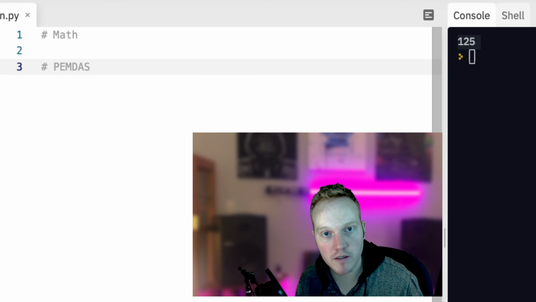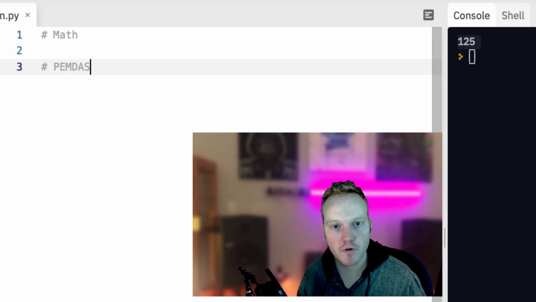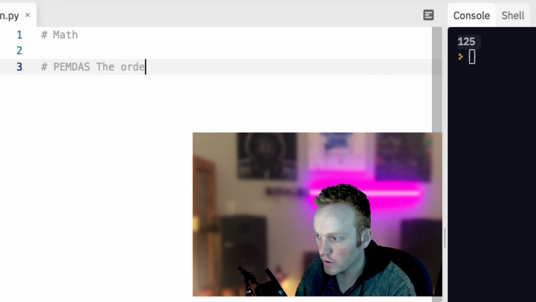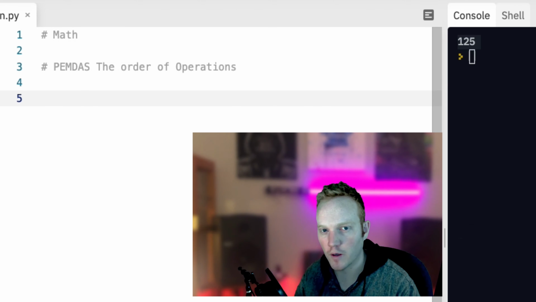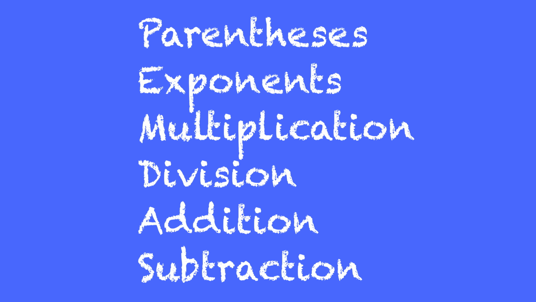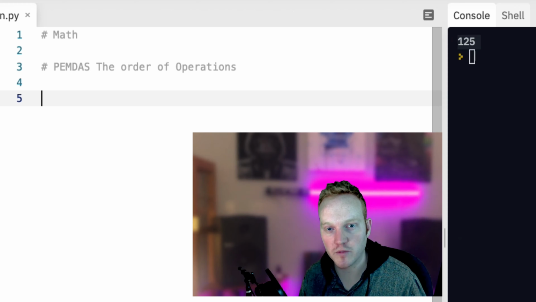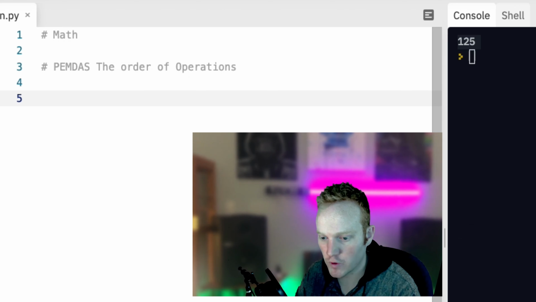So now we're going to be talking about PEMDAS. If you've gone through school, you've probably heard about PEMDAS, and this is the order of operations. The order of operations tells us the order that we should run our equations so that our math comes out correctly at the end. Most of the time when we don't run PEMDAS, we don't do it in that order of operations, and then we will usually get an incorrect answer. So let's try this out.